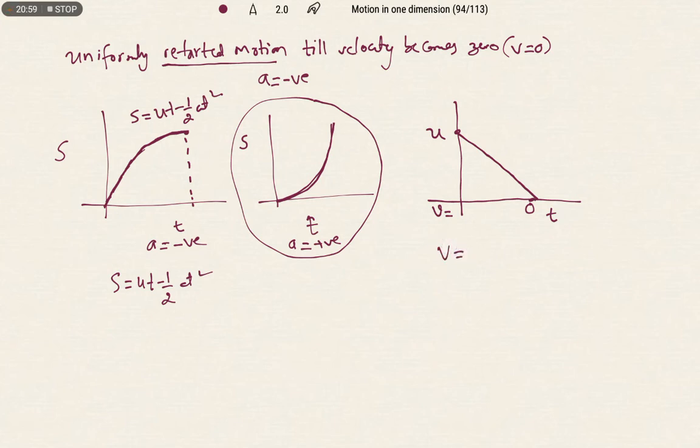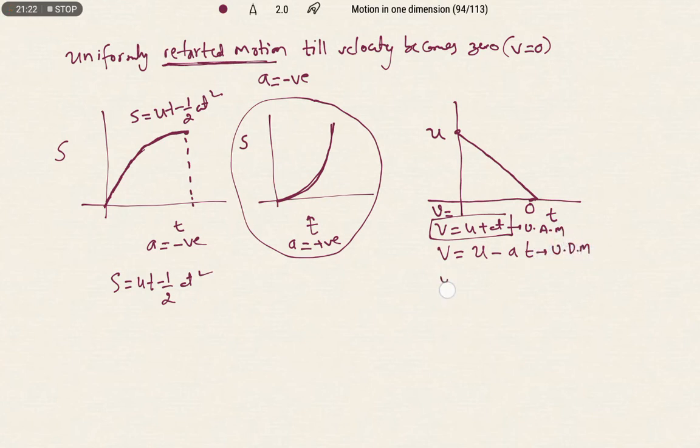v equals u minus at. Why minus a? Because the object is moving with negative acceleration. If it is moving with negative acceleration, what will be the first equation of motion? v equals u plus at. This is for uniform accelerating motion, and this is for uniform decelerating motion or retarded motion.